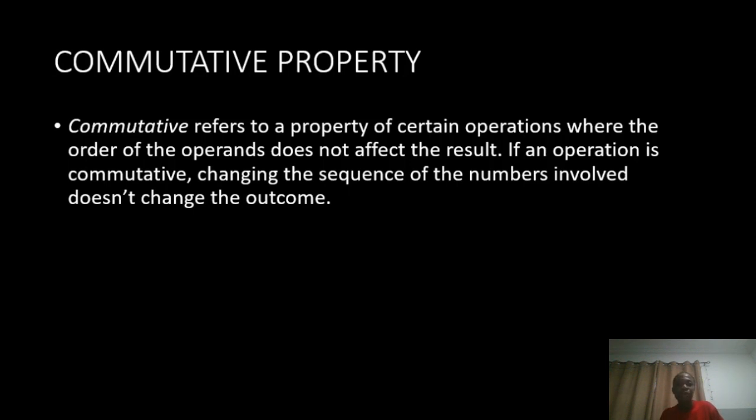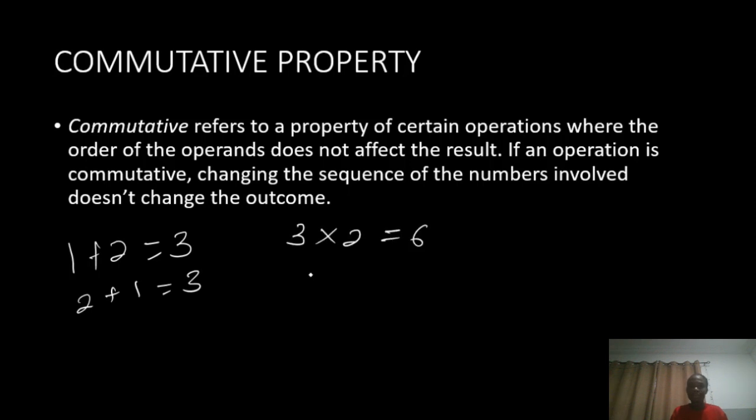So if an operation is commutative, we say that changing the sequence of the numbers involved doesn't change the outcome. So if I'm adding 1 plus 2, that is equal to 3, right? Then 2 plus 1 is also equal to 3. Now we've changed the sequence of the numbers involved and our output is the same for addition. If we also have 3 times 2 is 6, 2 times 3 is also 6.